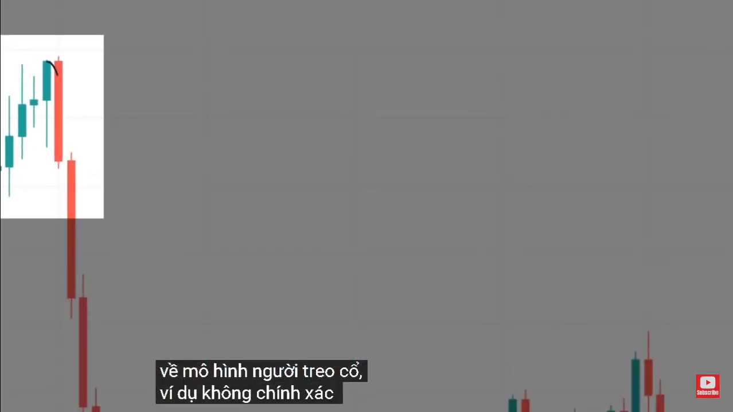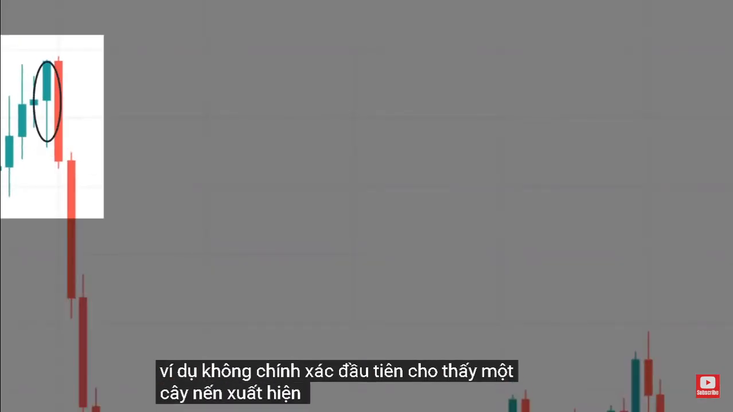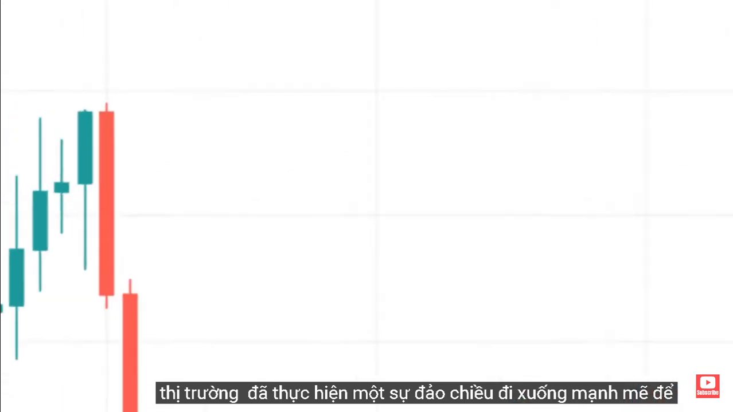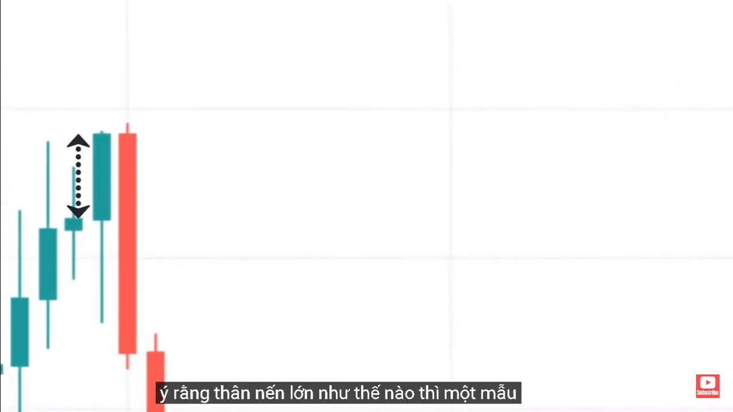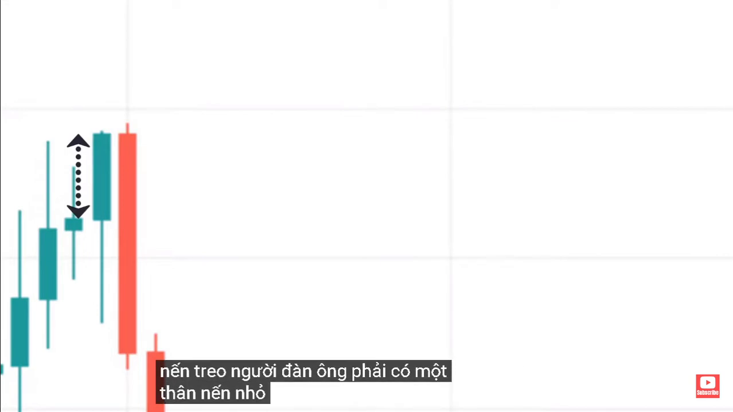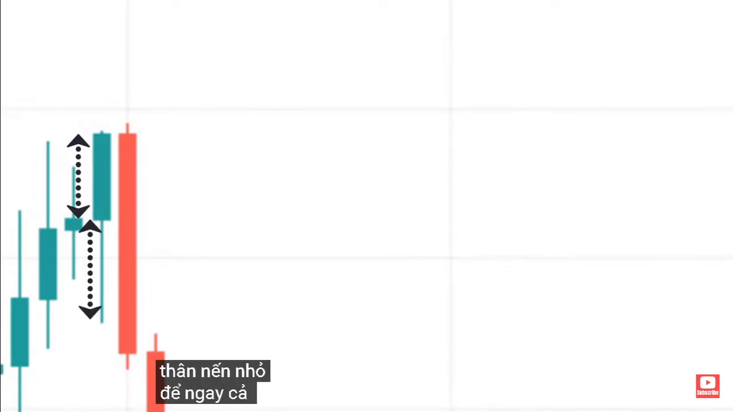The first incorrect example shows a candle that appeared on the top before the market has made a strong downward reversal. Notice how big the candle body is. A hanging man candlestick must have a small body. So even if the lower wick was 2 times longer than the body, the candle still won't qualify as a hanging man pattern.